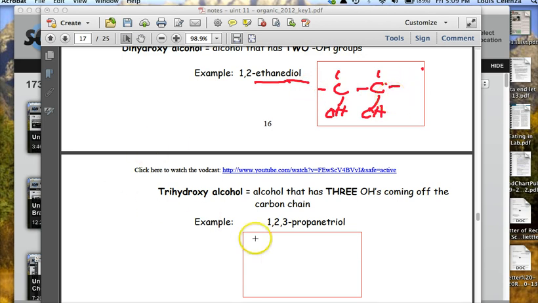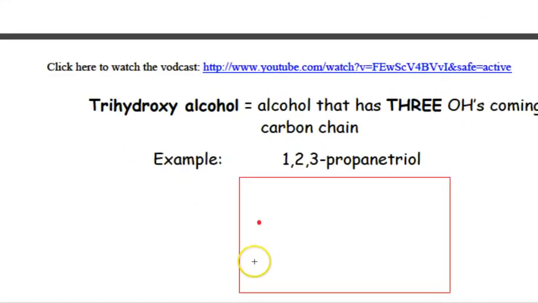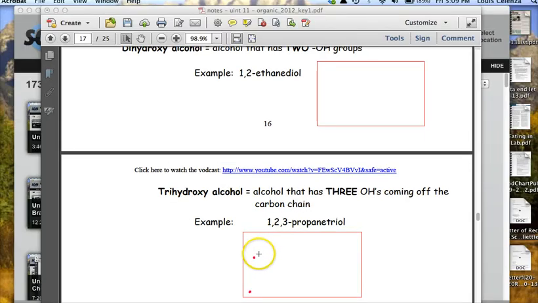Relatively simple, right? Next one is a trihydroxy alcohol. Trihydroxy simply means that there are three OHs. So I'm going to put, and it's based on propane, so it's one carbon, two carbons, three carbons, and here are the dashes. I have OHs on, basically one OH on each of the carbons. Again, it doesn't matter where. I could put one OH here, one here, and one here. Doesn't really matter.